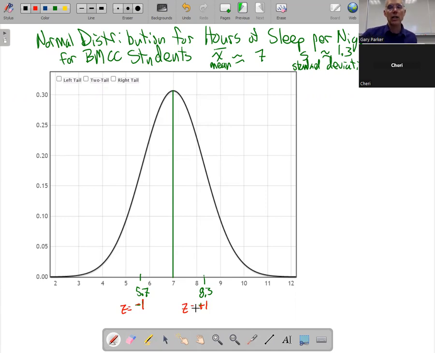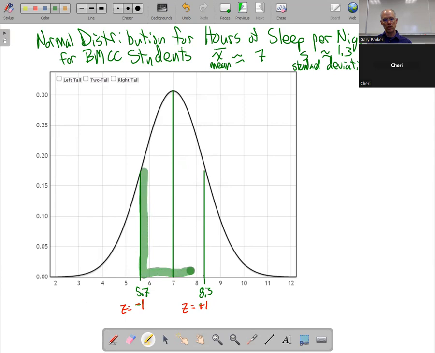I mentioned that the other day in class. A z-score counts how many standard deviations something is. Given that I'm assuming this is a normal distribution, then the percent of data I expect to find on average in between 5.7 hours of sleep and 8.3 hours of sleep, I expect about 68% of the population to fall in there. So here to here should be about 68% of the data.